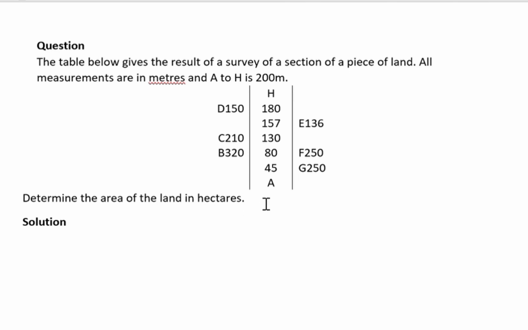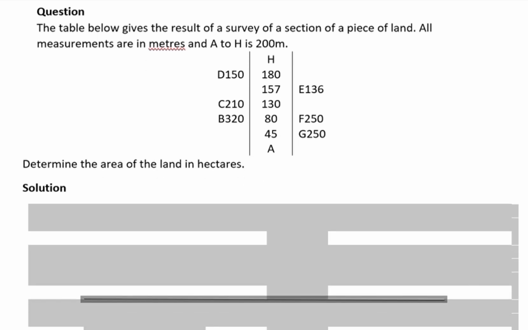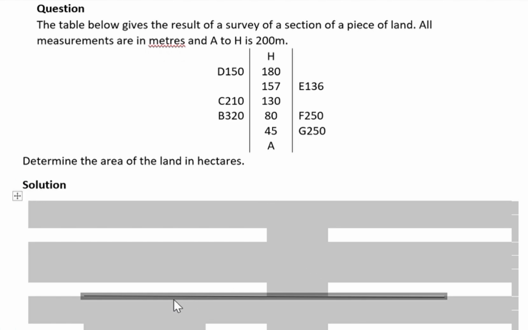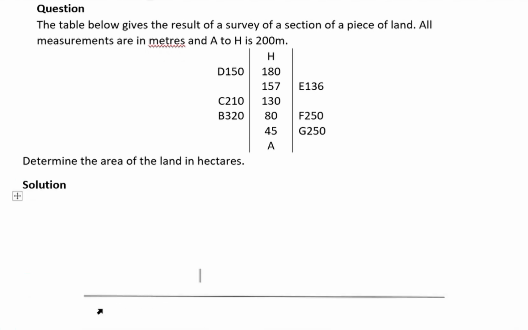So we start by drawing the baseline A to H. So we have that line A to H. Then label it. This is point A and this point H. Then we indicate the marks which are on the baseline.